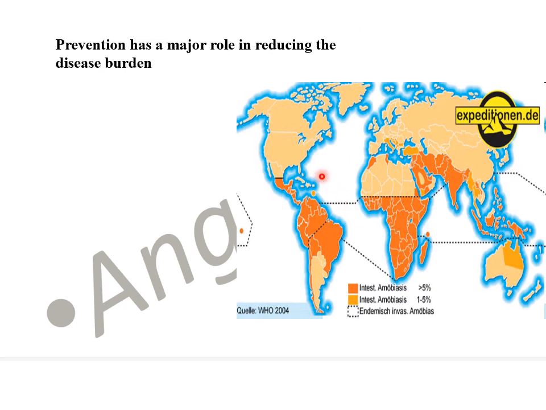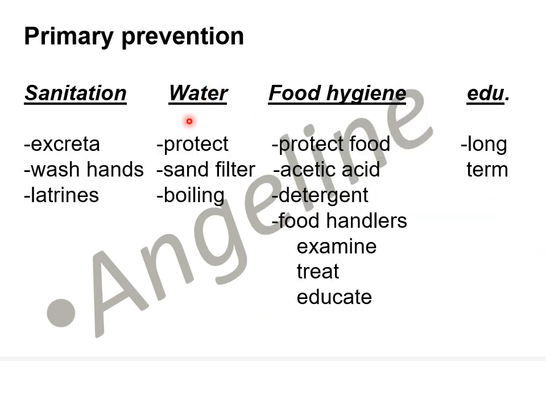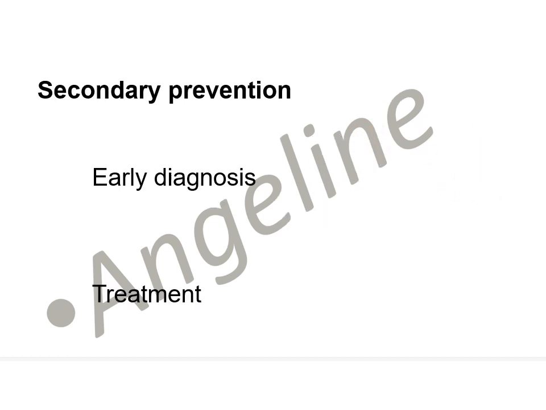So prevention has a major role in reducing the disease burden. As I told you about sanitation, water, food hygiene, and your education should be long term. What is secondary prevention? Early diagnosis and treatment. Somebody comes to you with diarrhea. Yes, in the OPD you will be giving anti-amebicidals or some bactericidal agent, whatever. But if they are repeatedly coming to you, then you need to get to the core of the matter and start the appropriate treatment.